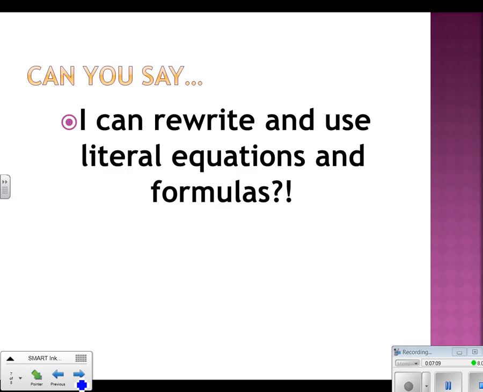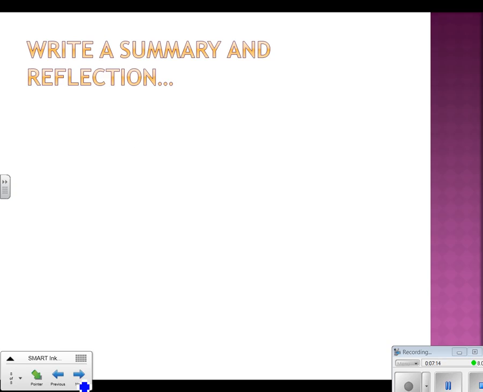Can you say, I can rewrite and use literal equations and formulas? Write a summary and reflection and be prepared with questions for the work time and class.